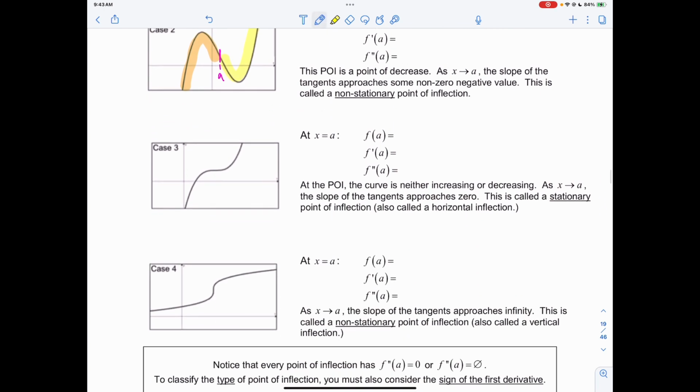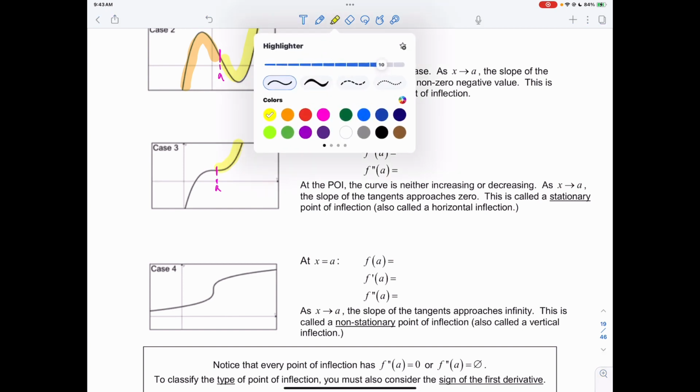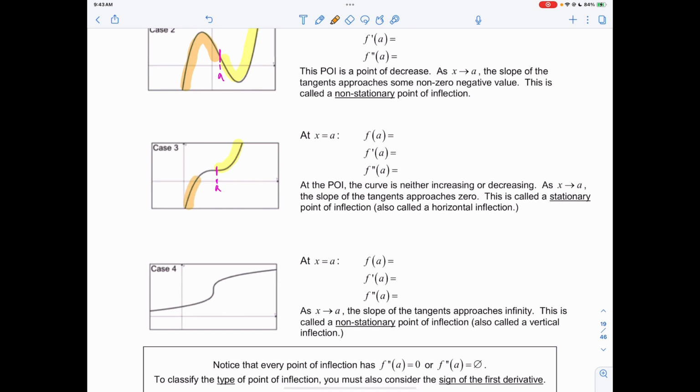In case 3, we have the change approximately here, where we're going from concave down to concave up again. And in case 4 is going to exist approximately here, where we are going from concave up to concave down.